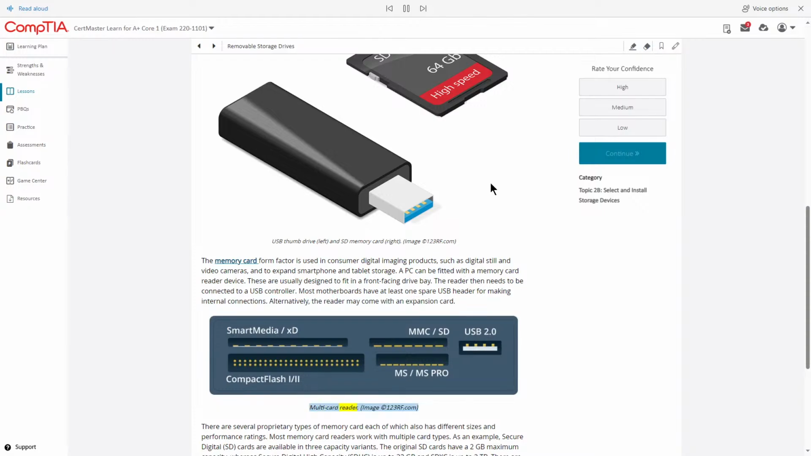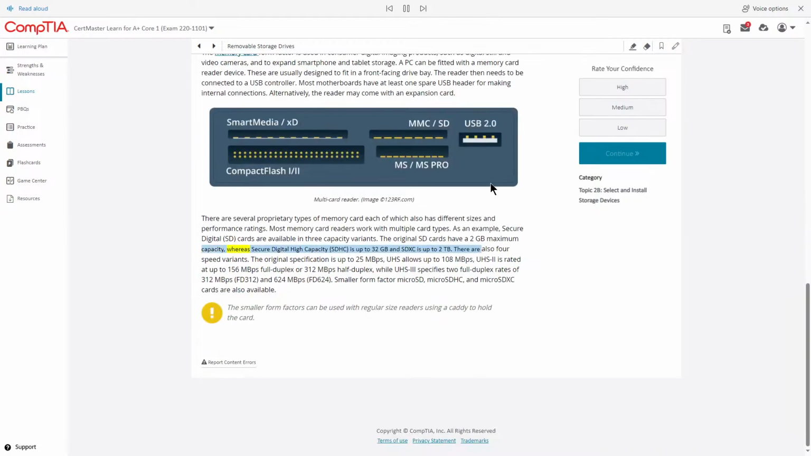Multicard reader. Image copyright 123rf.com. There are several proprietary types of memory card, each of which also has different sizes and performance ratings. Most memory card readers work with multiple card types. As an example, Secure Digital (SD) cards are available in 3 capacity variants. The original SD cards have a 2 GB maximum capacity, whereas Secure Digital High Capacity (SDHC) is up to 32 GB and SDXC is up to 2 TB.